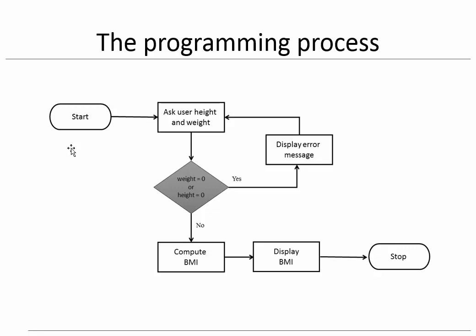If yes, then this will be followed by another activity which will display an error message. Once the error message has been displayed, we will return to the activity of asking the user height and user weight. For the new user height and weight, it will again be verified if both are 0, yes or no. If no, we can then successfully compute the BMI in another activity. Once the BMI has been computed, we can display the BMI and stop the program.